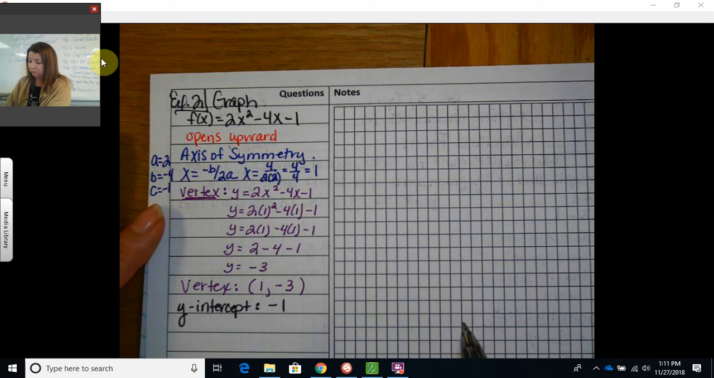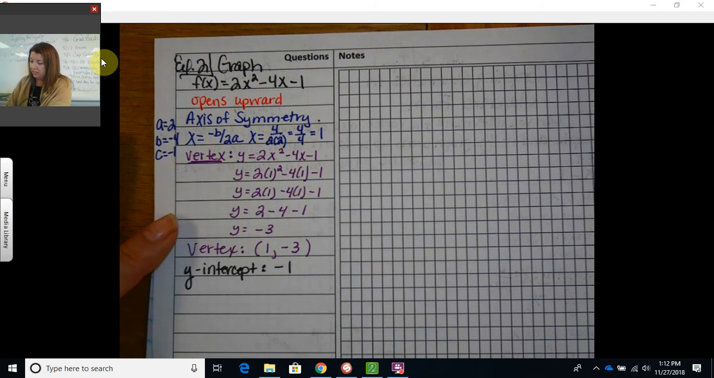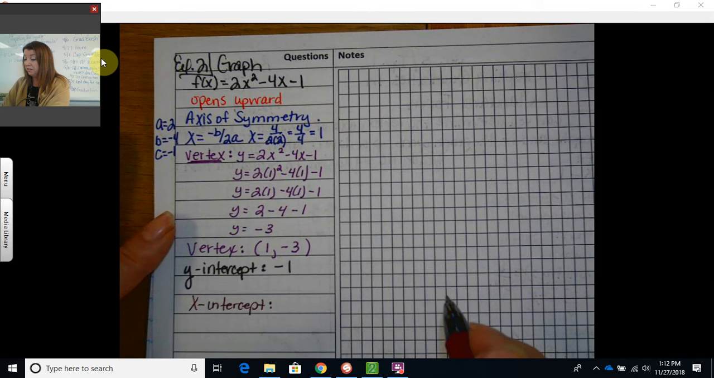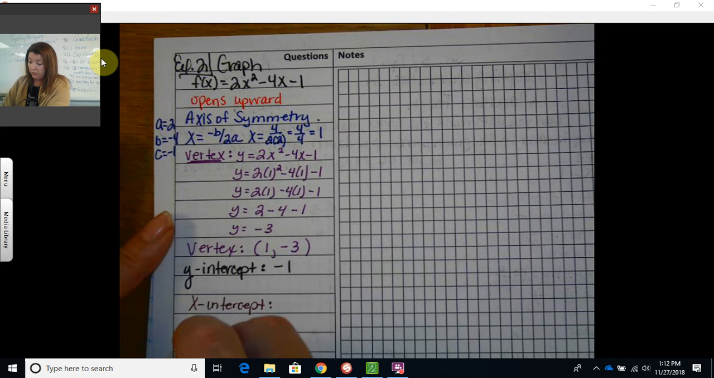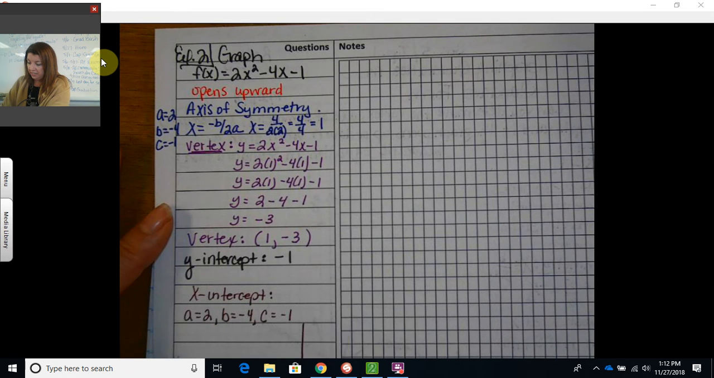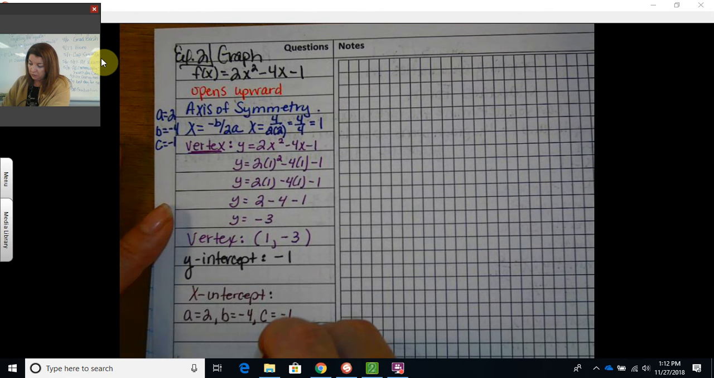Okay, what's the next thing we did? X-intercept. So that's when we solve for x, either by factoring, by completing the square, or quadratic formula. Alright, so I'm going to factor first. I know this is written above, a is 2, b is negative 4, c is negative 1, and I need two numbers that multiply together to give me ac, which a times c is negative 2, and two numbers that add together to give me b, and b is negative 4.